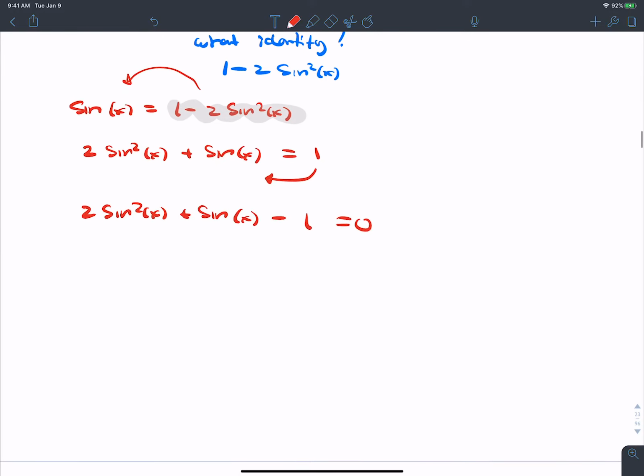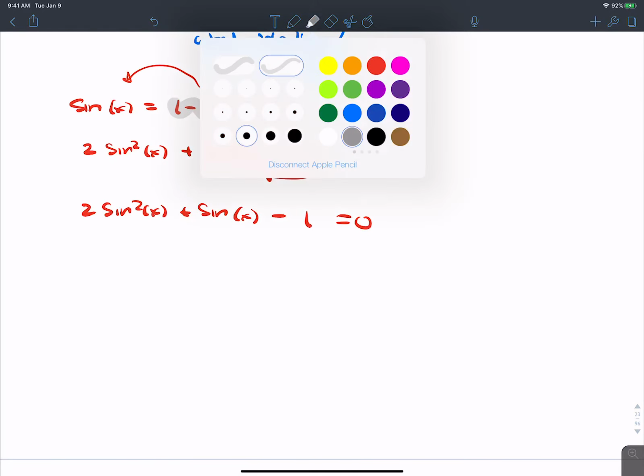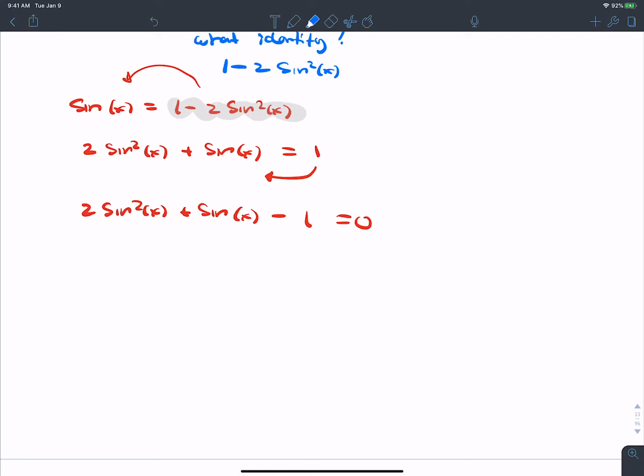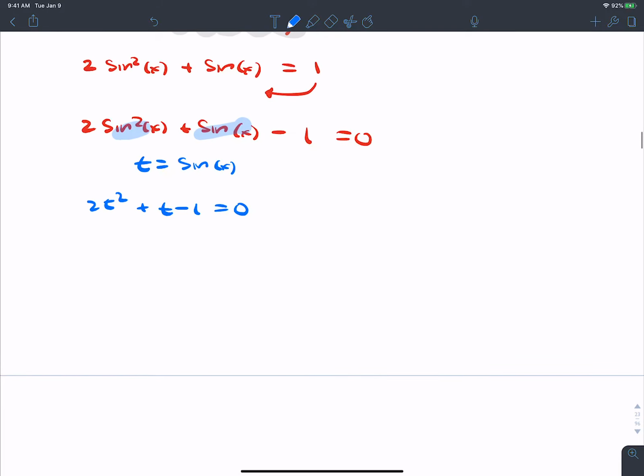Okay. Do you guys know what you do now with this? Here's what you guys do. You're going to do a substitution here. You let t be sine x. So here's my t right here. That means I got t squared there. So you have 2t squared plus t minus 1 is 0. And solve this for t. It's a quadratic. Solve that quadratic.